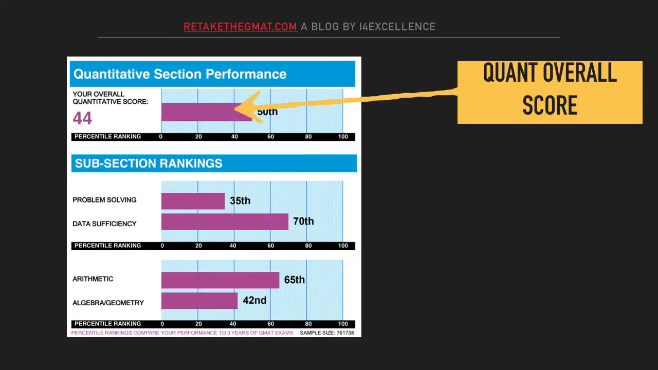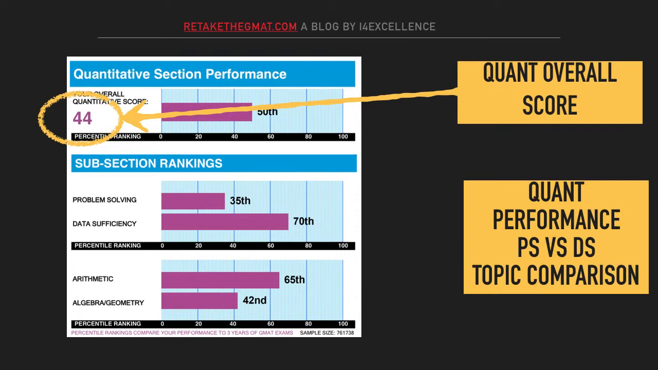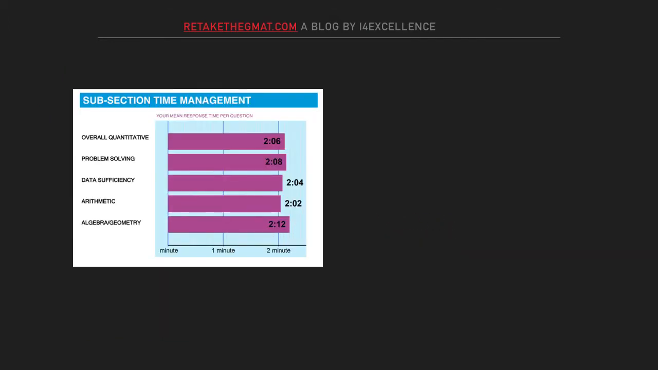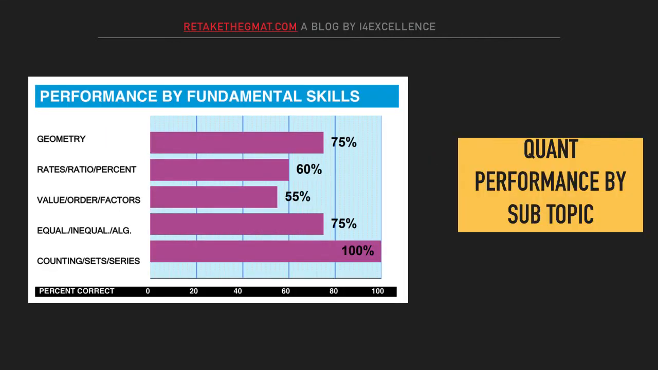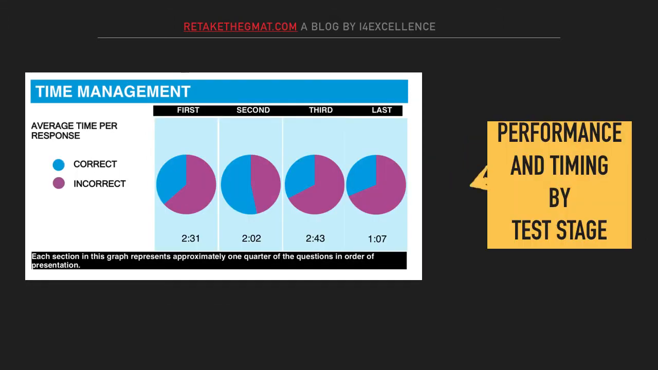The quantitative section is pretty similar. You get your overall score, you get a breakdown of how you performed on problem solving and data sufficiency questions, as well as by topic. It also looks at your timing management across all the different areas of quant, including overall, as well as within data sufficiency and problem solving. Then it also looks at how you did on fundamental quant skills. Was there an area you were weaker on than others, as was the case with this test taker?